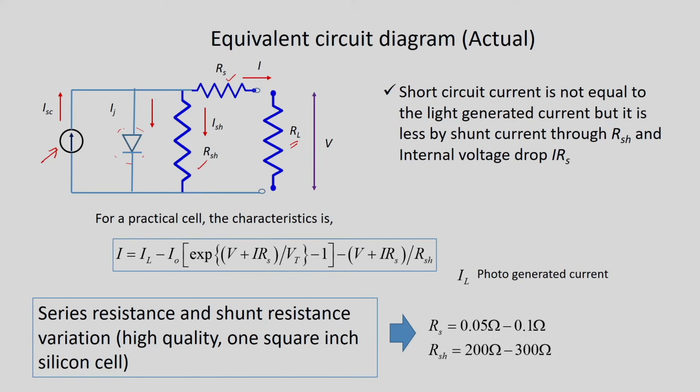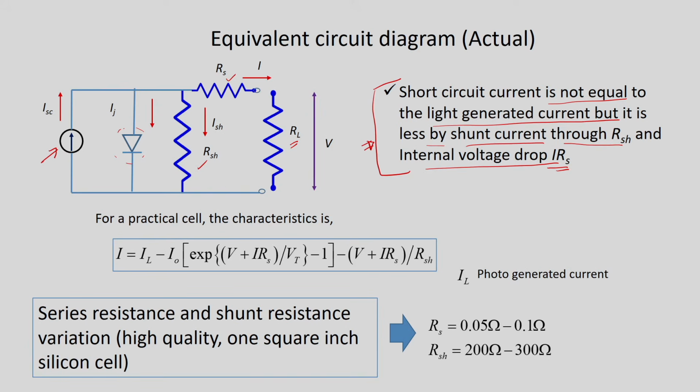This short circuit current is not equal to the light generated current, but it is less by the shunt current through RSH and the internal voltage drop across RS. Normally, in a practical situation when we do the calculations, these are neglected. It is assumed that RSH is very, very high and RS is very, very low. So, the dissipation of power is very, very less when current flows through this series resistance.